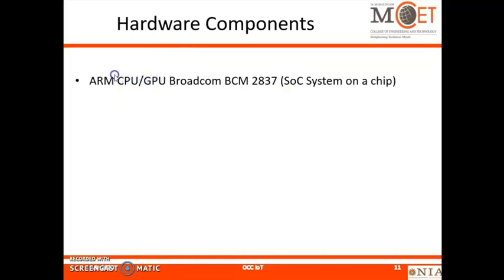This CPU handles all the computations that make a computer work. So for example, taking input, doing calculations and proceeding, and producing the output. And this GPU handles what? Graphics output. So the next hardware component is GPIO, general purpose input and output pins.